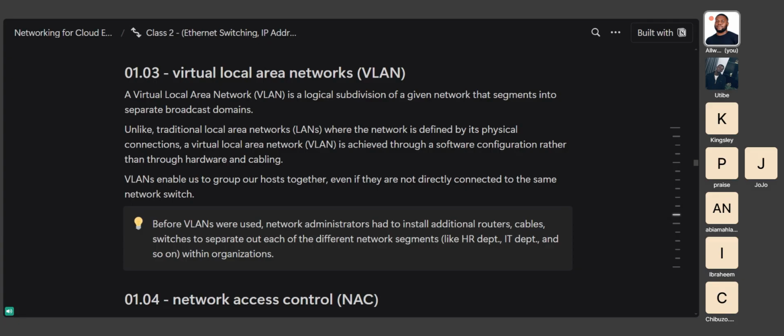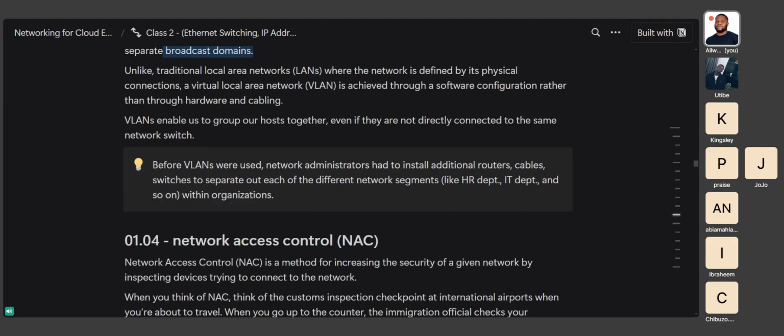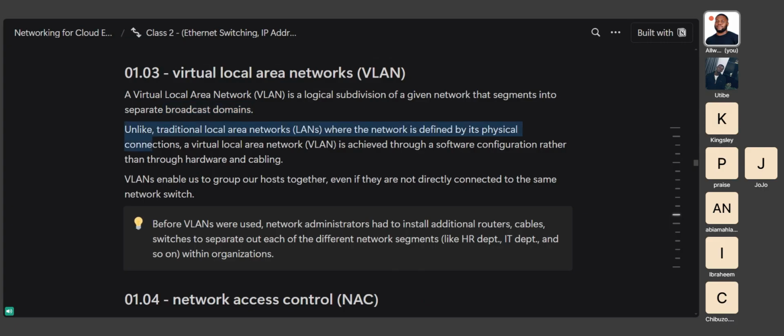Now, speaking about VLANs, what's a VLAN? A VLAN is a virtual local area network. A VLAN is a logical subdivision of a given network that segments it into separate broadcast domains. Basically, a VLAN is a subdivision of the physical LAN that you see, but it's a software feature, so it's a subdivision within sort of a software environment, you could say. So you can read up on all of that on here.